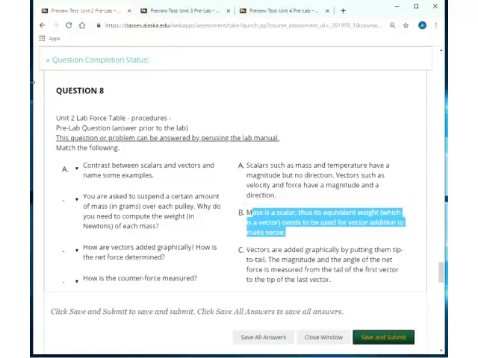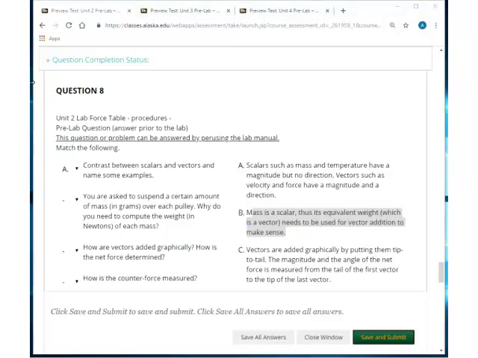And then you can read through the others yourself and look at the lab manual. Again, that's the idea. These should be in the correct order.